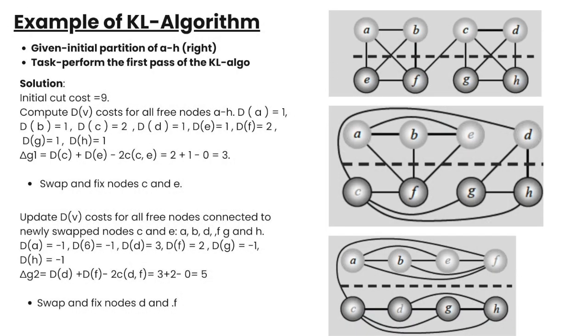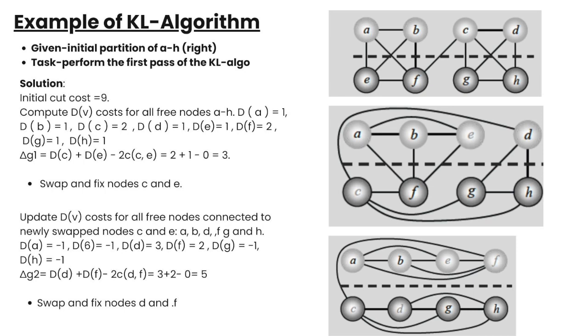Here in this example, we are given a graph G with 8 nodes and the initial partition. Our task is to perform the KL algorithm and partition the given graph into 2 blocks such that the maximum positive gain GM is maximized. In the given initial partition, the number of edges that are cut by the cut line are 9, so the initial cost will be 9.